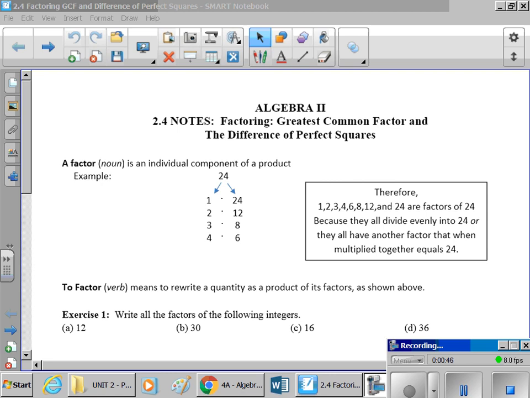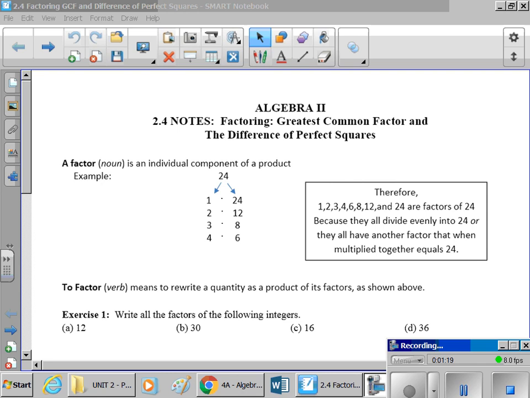All right, so 2.4 notes today, factoring the greatest common factor, and we're also going to be talking about the difference of perfect squares. So a factor, which is a noun, is an individual component of a product. So for example, 24. When I'm looking for the factors of 24, I tend to do them in order. So I say 1 times 24, 2 times 12, 3 times 8, 4 times 6, and as soon as I get to 6 times 4, I'm already repeating myself, so I stop there. So these are all my factors of 24.